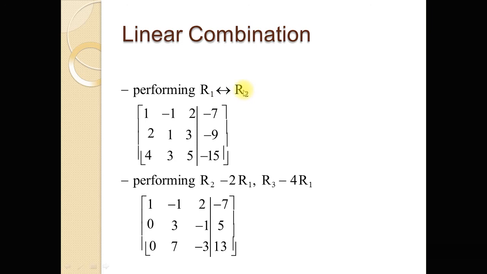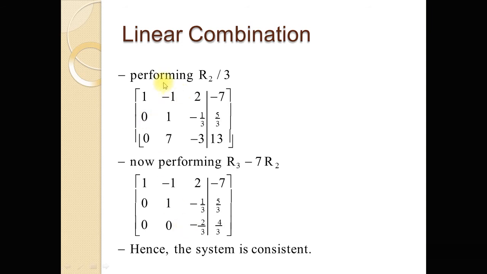Like you see over here, interchange the first row and second row. We obtain 1, minus 1, 2, minus 7, 2, 1, 3, minus 9, 4, 3, 5, minus 15. Now multiplying the first row by 2 and subtracting from R2, and multiplying the first row by 4 and subtracting from R3, we obtain 1, minus 1, 2, minus 7, 0, 3, minus 1, 5, 0, 7, minus 3, 13. Now in the echelon form, these numbers will be 0, and the diagonal entries will be 1. So first of all, we are going to make this 3 into 1.